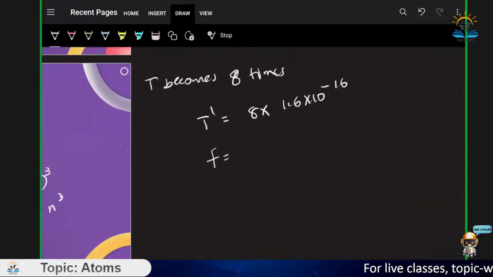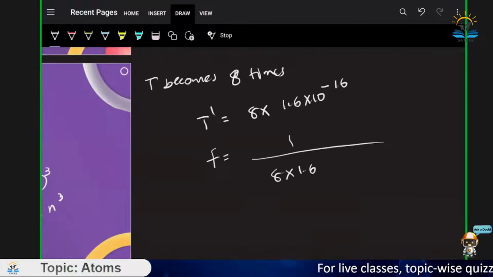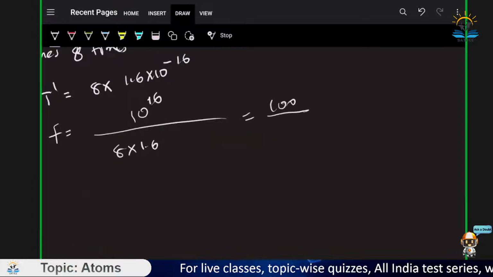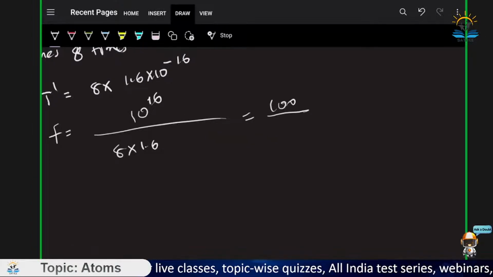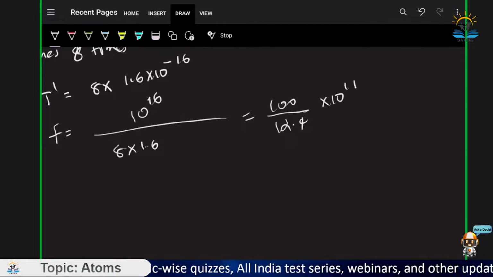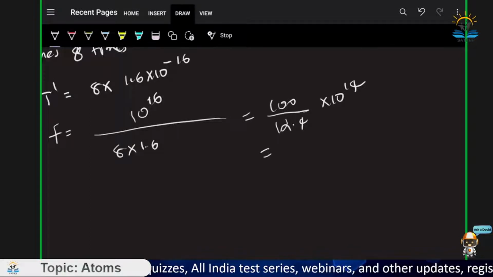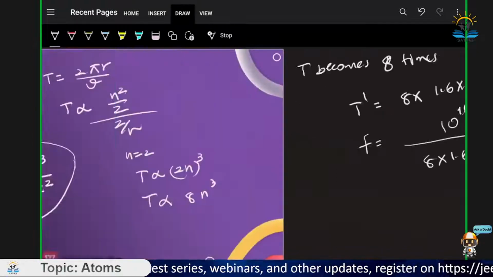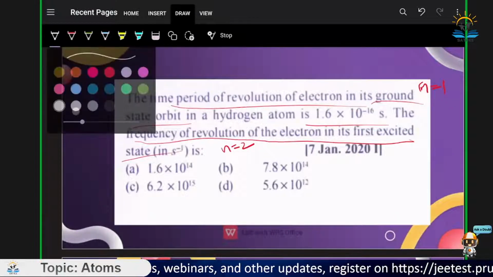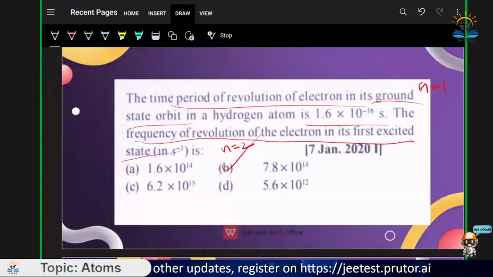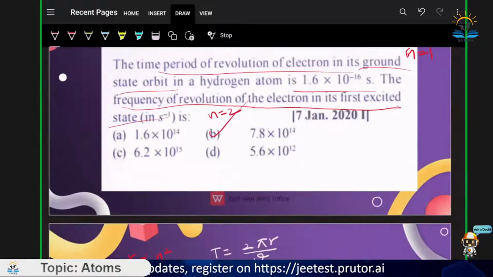The frequency will be 1 by 8 into 1.6 into 10 raised to plus 16. You can solve it like 100 by 8 into 1.6, which is approximately 12.4 into 10 raised to 14. So it is approximately 8 into 10 raised to 14. Our answer will be option B, 7.8 into 10 raised to 14. Okay, easy. Next.